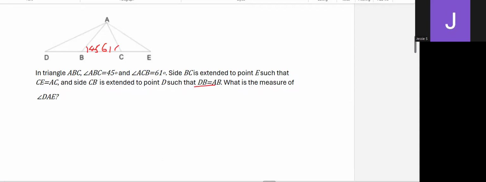Okay, I'm going to trace these two segments. AB and DB are congruent. I'm going to mark congruent sides with the same number of hash marks. At the same time, we know that BC is extended to point E so that EC and AC are a pair of congruent segments. Again, we're given that.